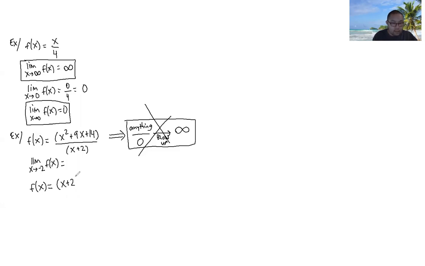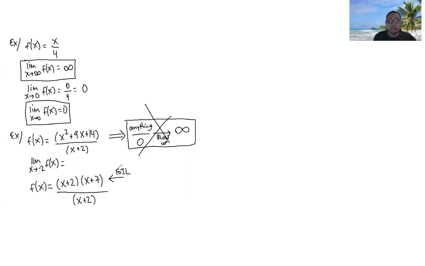So it's going to be x plus 2 times x plus 7, and all this is over the same thing at the bottom, x plus 2. And I'll show you why right here, and I'll box it in a minute. When you see x plus 2 times x plus 7, you're going to perform something called FOILing.